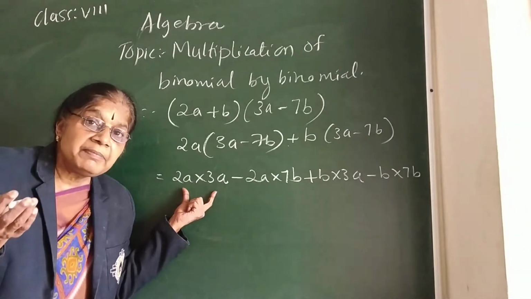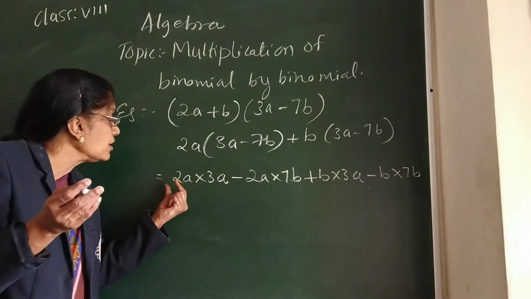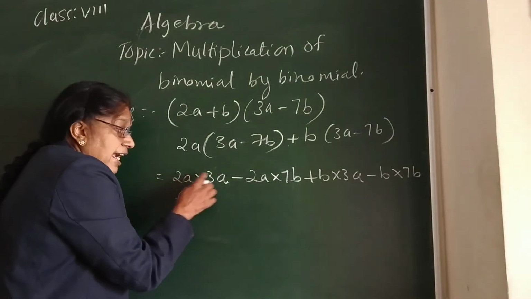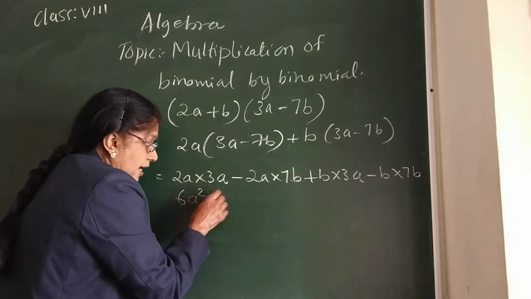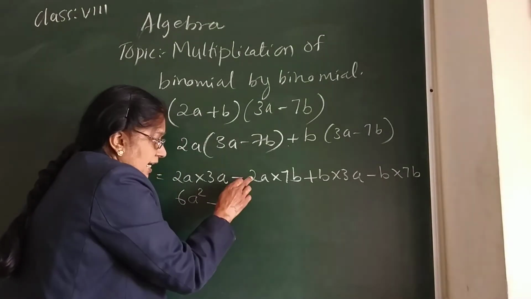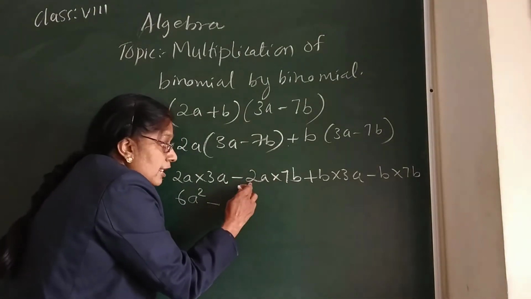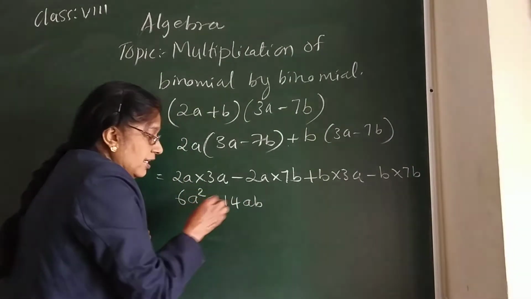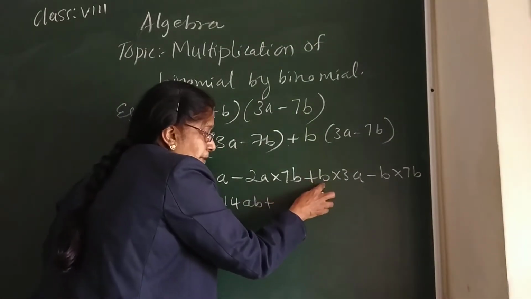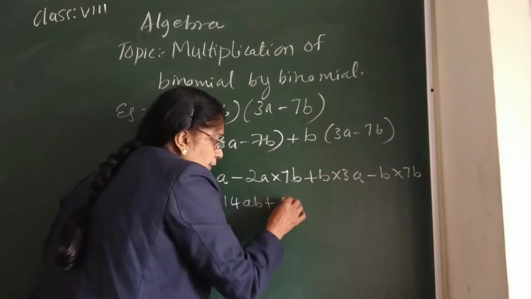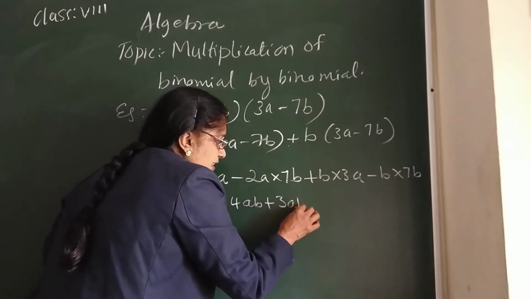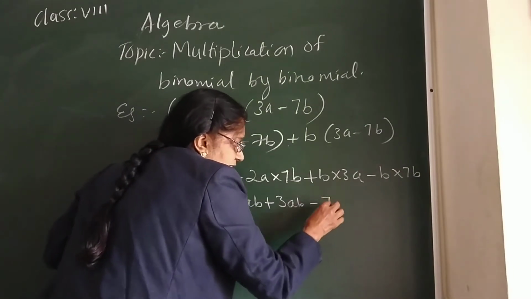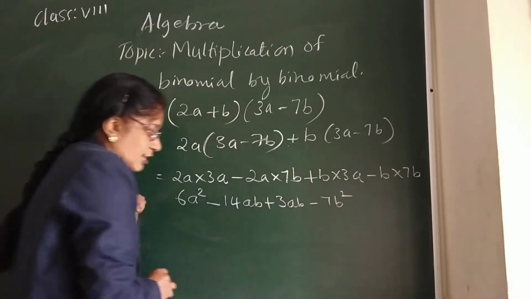What do we have to do in multiplication of monomials? Multiply constant with constant. So 2 into 3 is 6. A into a is what? A square. What sign is it? Minus. Again constant into constant, 2 sevens are 14. A into b is what? AB. Then what sign is it? Plus. 1 is there. 1 into 3 is 3. B into a is again AB. Minus sign. 7 into 1 is 7. B into b is b square.